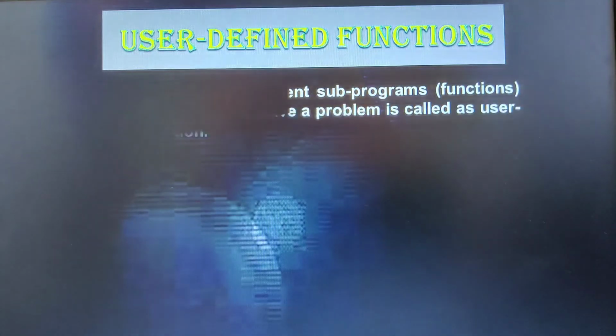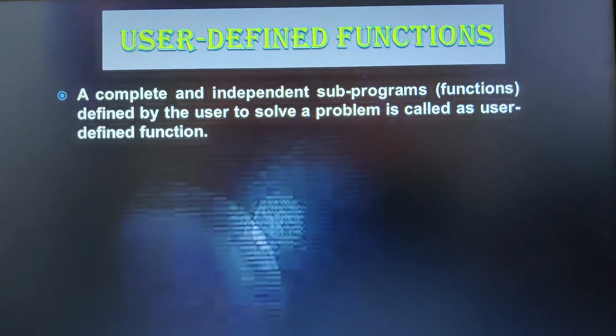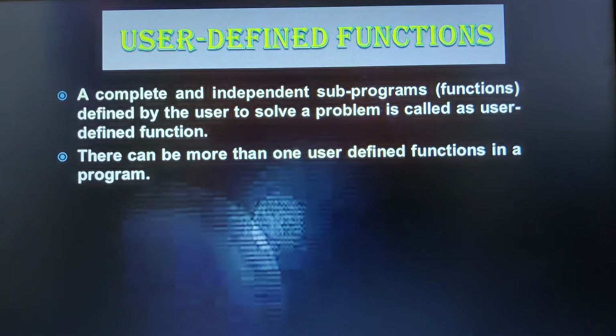What is a user-defined function? As I already said, user-defined functions are independent subprograms. Subprograms can also be referred to as functions, as I said, which would be defined by the user. In the previous program example, factorial was defined by the user or the programmer in order to solve a specific problem. Such functions we usually refer to as user-defined functions. Then there can be more than one user-defined function in a program.